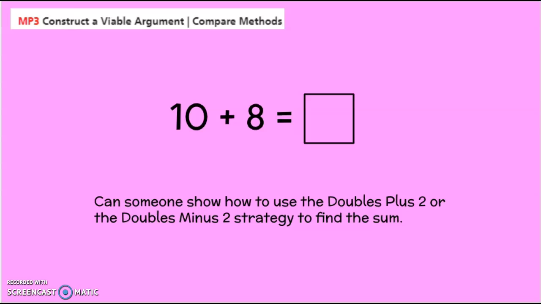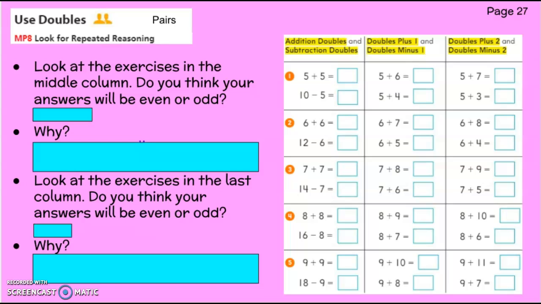Okay, think about how you might use a doubles plus 2 or a double minus 2 strategy to find this sum. Sum is the answer to an addition problem. Okay, so here's where you're going to look at your page 27. And this says, look at the exercises in the middle column. Do you think your answer will be even or odd? So let's look at this middle column here, double plus 1 and double minus 1. Do you think that's going to be even or odd? Every answer here.